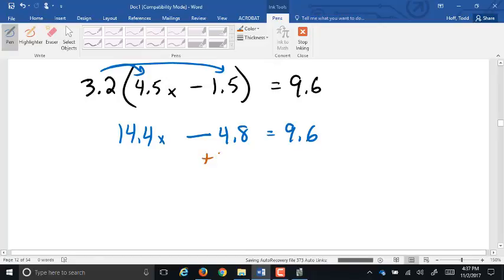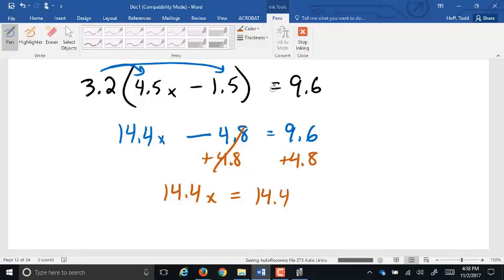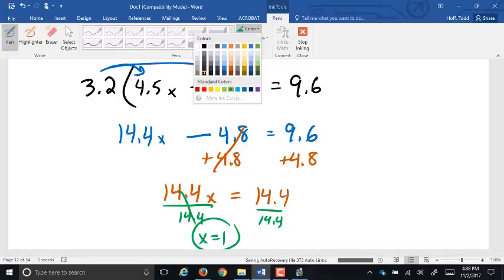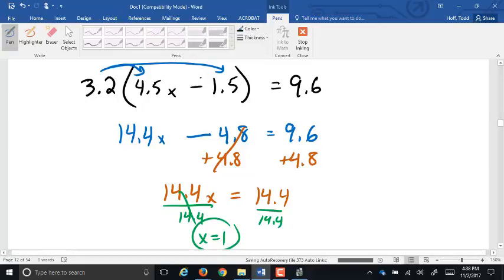We're going to add the 4.8 to make it go away. So I've got 14.4x equals 14.4. And then divide by 14.4. X equals 1. I'm going to have you guys try one.